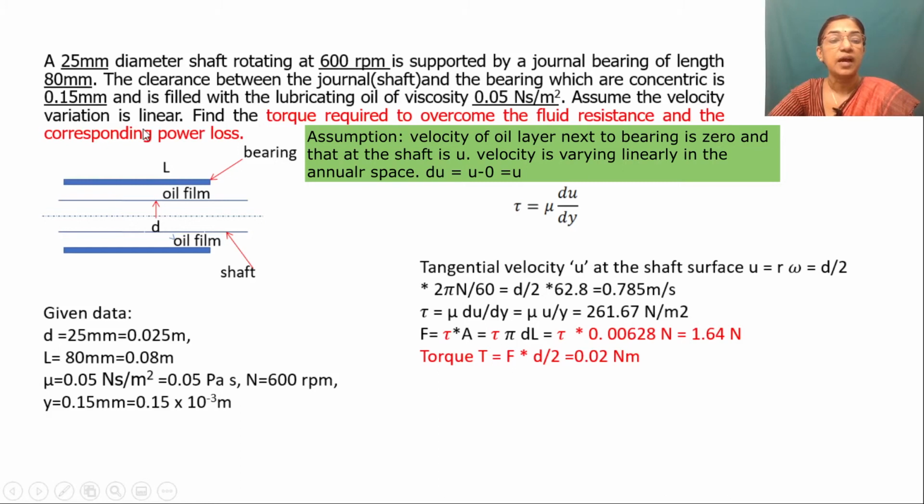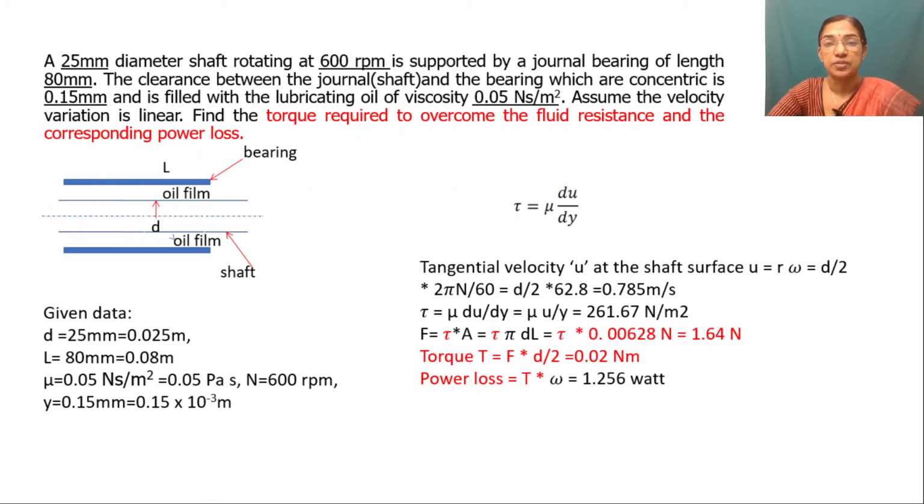Next part is to calculate the corresponding power loss. So power loss equals torque into omega. Power loss can be calculated as torque, the rotational force, multiplied with the angular velocity. So that is equal to 1.256 watt. So this much energy is getting lost because of the friction. We can select different types of fluids which have low viscosity so that power loss is minimum.